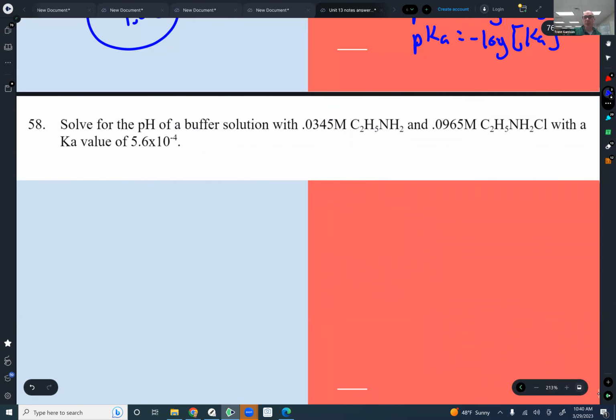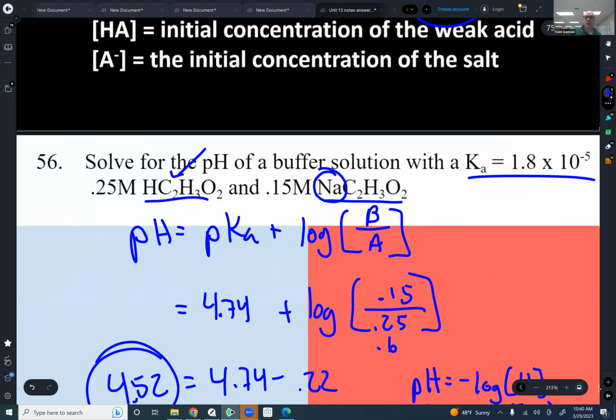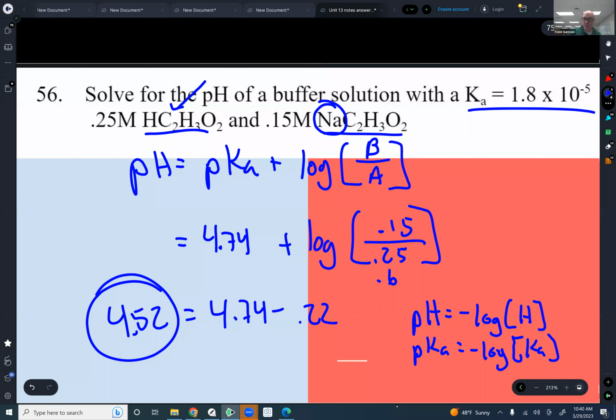Okay, this is another problem of the exact same caliber, so I think we're okay with just this one practice problem.